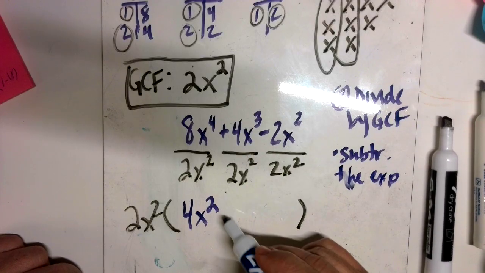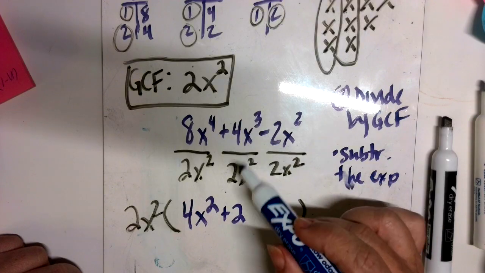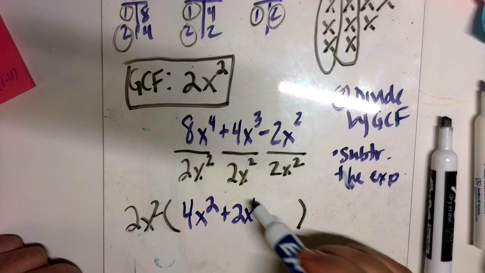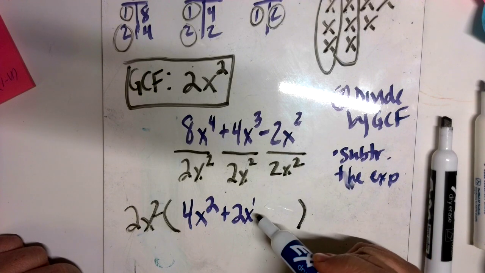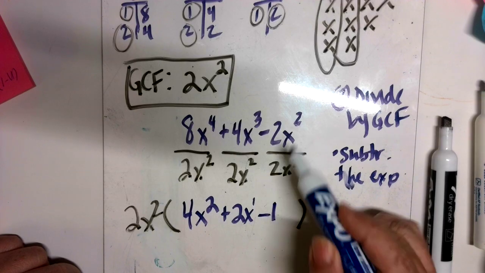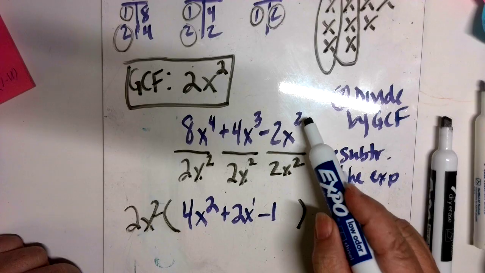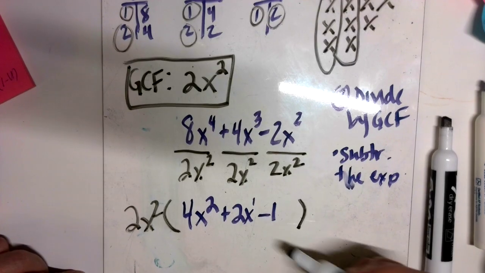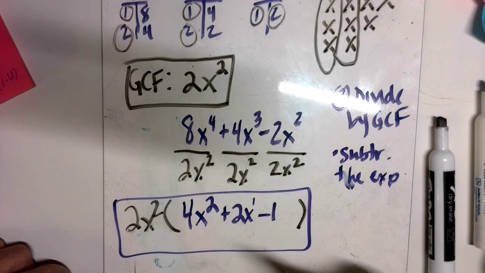Now we do the next one. Positive 4 divided by 2 is 2. And then we subtract the exponents: 3 minus 2 is 1. So we could just put 2x, or if you want to put the 1, that's fine. And then the last one. Negative 2 divided by 2 is negative 1. And x squared divided by x squared, well, we subtract the exponents. 2 minus 2 is 0, so we just leave it. We don't put x to the 0. And then here's your answer.